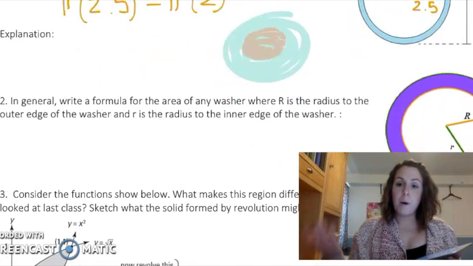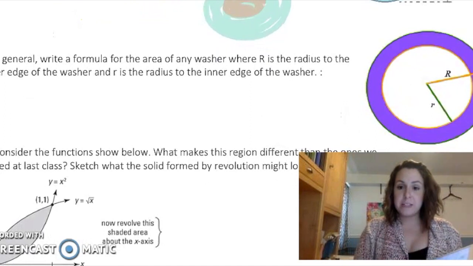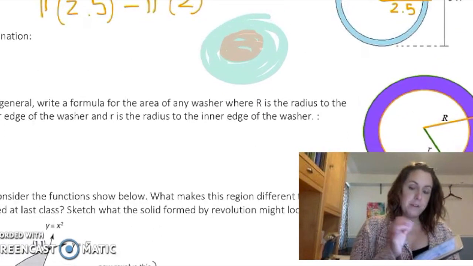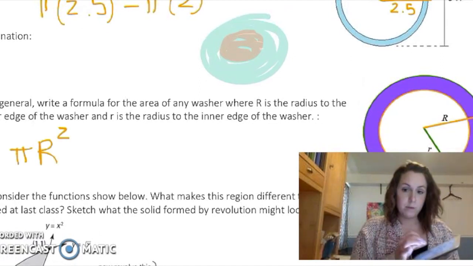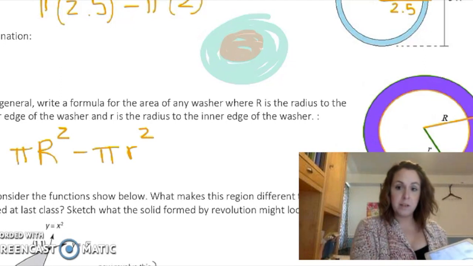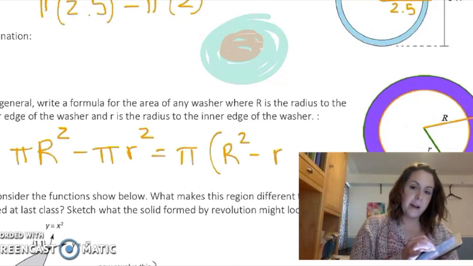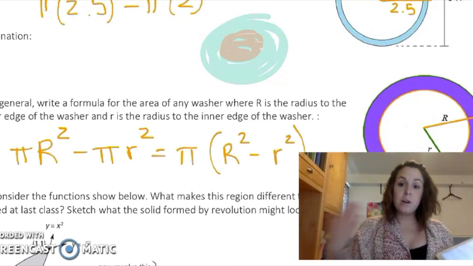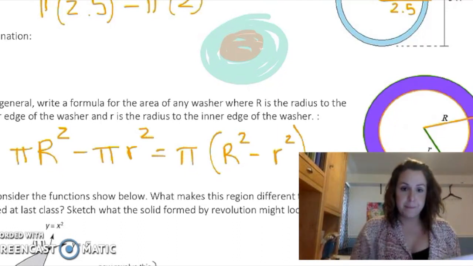So in general, what would my formula for this be? Well, if my outer radius is a capital R and my inner radius is a lowercase r, my formula would be pi R squared, capital, so that's my bigger circle, minus pi r squared, which is my smaller radius. And I could factor out a pi there and think about this as pi times your outer radius squared minus your inner radius squared. Either of those would be totally equivalent formulas for area.